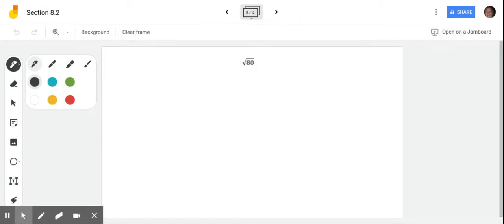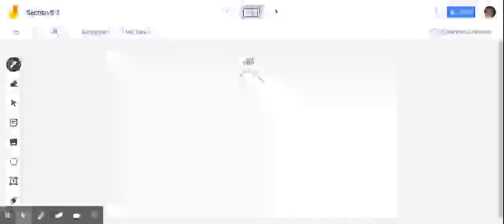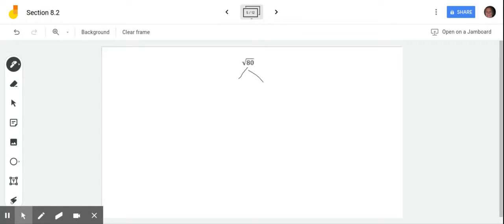Okay, so I see the number 80. And I'm going to think about my factors of 80 and think, are there any factors of 80 where there is a perfect square? And there is. It's 16. 16 times 5 will give me 80. So instead of writing this as the square root of 80, I'm going to write it as the square root of 16 times 5.